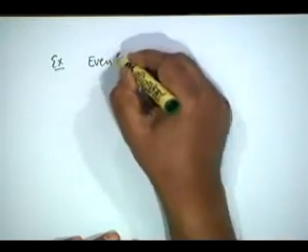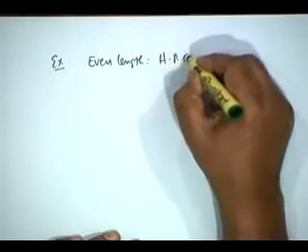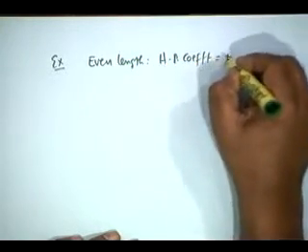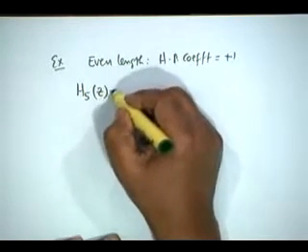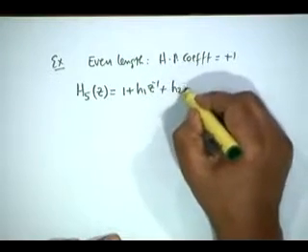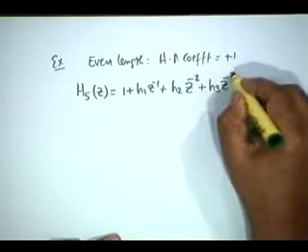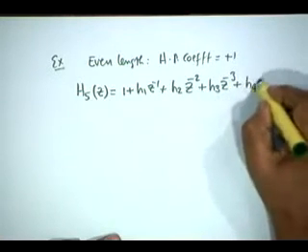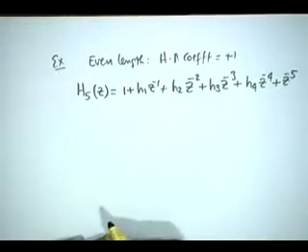Next case, even length and highest power coefficient equal to plus 1. So even length, let us take a 5th order, H5(z) equal to 1 plus H1 z inverse plus H2 z to the minus 2 plus H3 z to the minus 3, H4 z to the minus 4 plus z to the minus 5. Coefficient is 1.